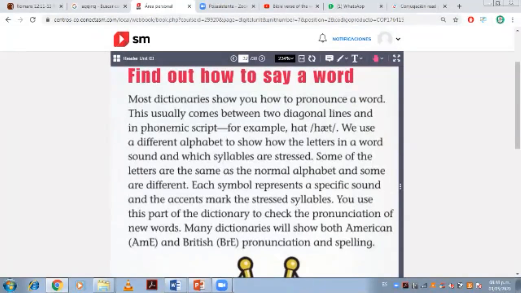We use a different alphabet to show how the letters in a word sound and which syllables are stressed. Some of the letters are the same as the normal alphabet and some are different. Each symbol represents a specific sound and the accents mark the stressed syllables. You use this part of the dictionary to check the pronunciation of new words. Many dictionaries will show both American and British pronunciation and spelling. Okay.